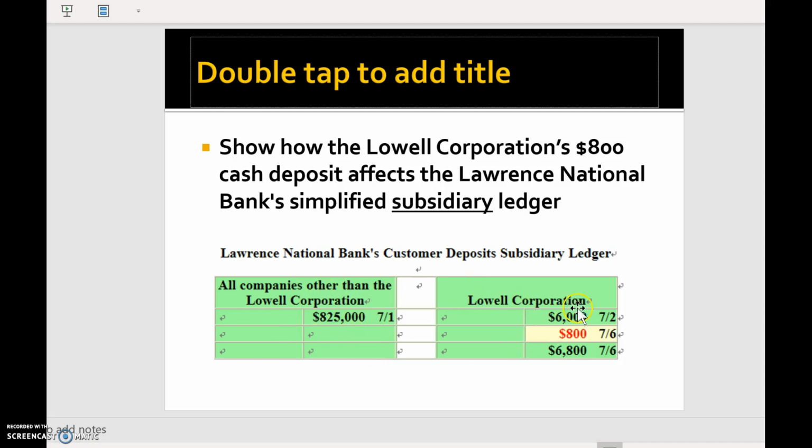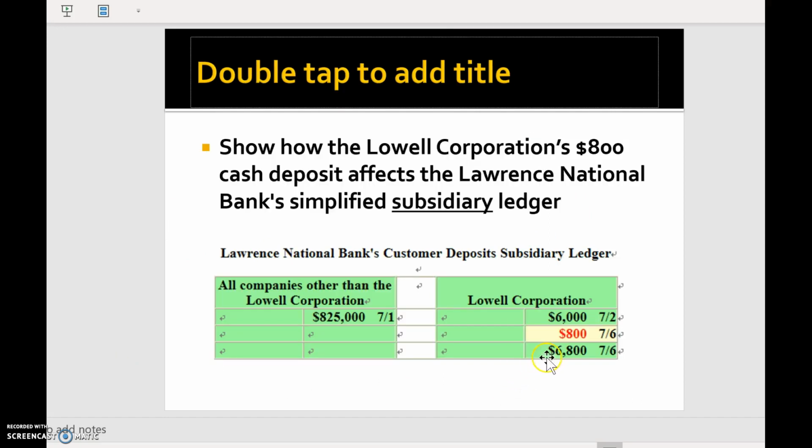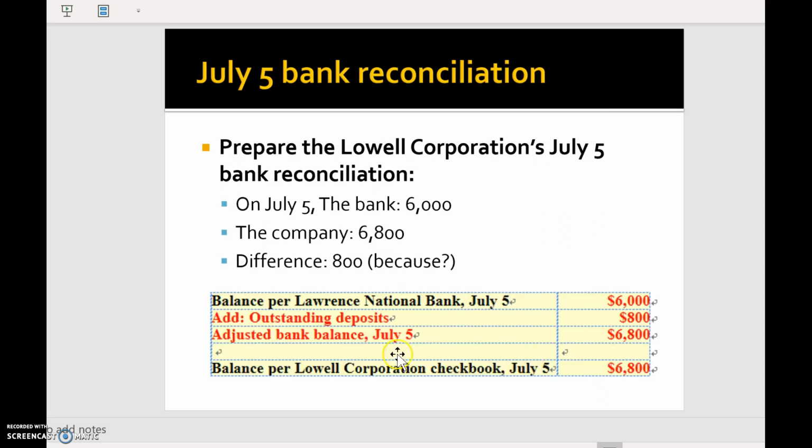You can see we single out Lowell Corporation and make a separate account for Lowell, the same as for everybody else. So the bank has recorded that Lowell has a beginning balance of 6,000, which was shown a moment ago. It is the same between the bank and the firm. So Lowell has $6,000 in the bank. Remember, this is the bank's account, and the bank received Lowell's $800 on July the 6th. At the end of July the 6th, the bank records $6,800 for Lowell Corporation.